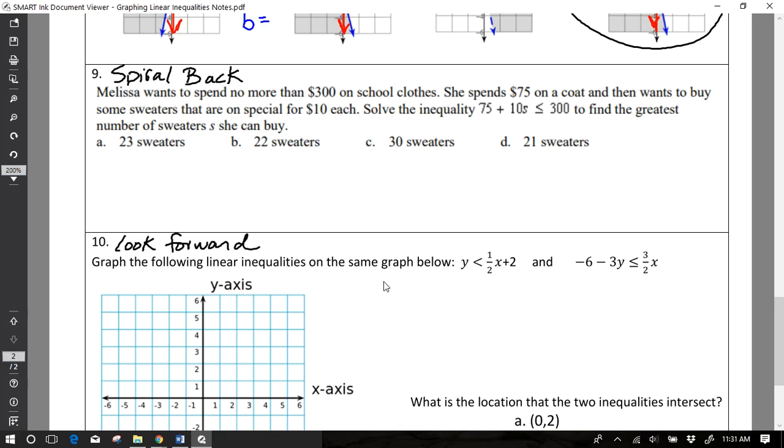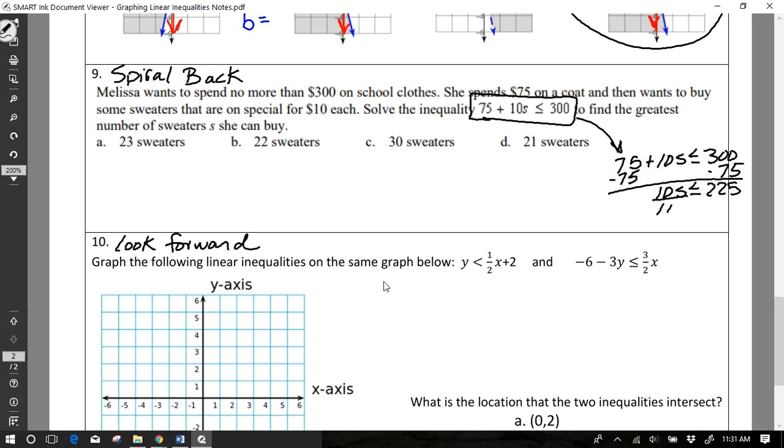So this is a spiral back, and what we're going to need to do is to take the inequality that they give me and solve it. Okay. Alrighty, so I'm going to start by subtracting 75, and then I get 10s is less than or equal to 225. Divide by 10, and s is less than or equal to 22.5.